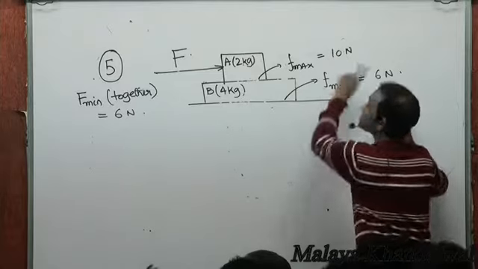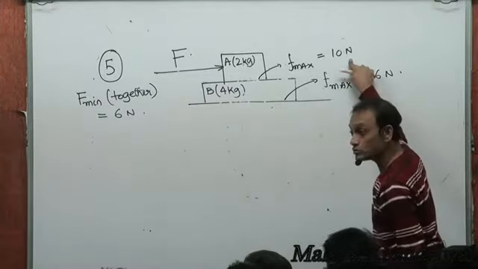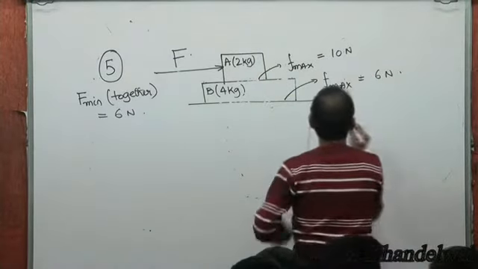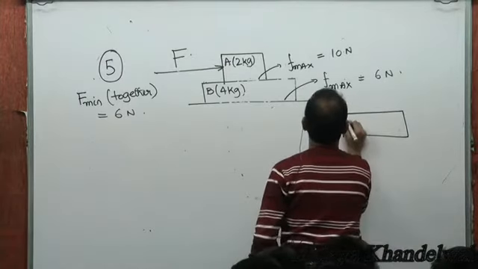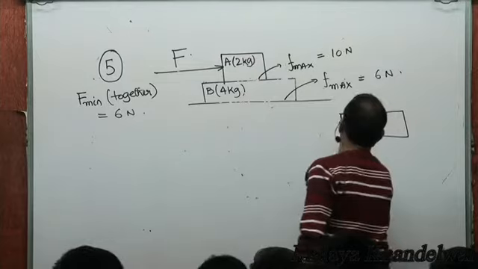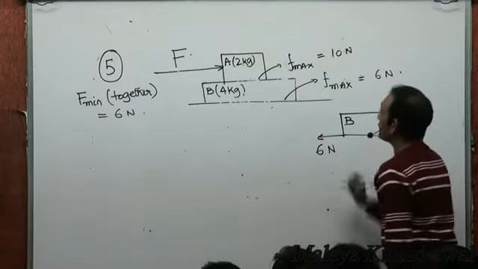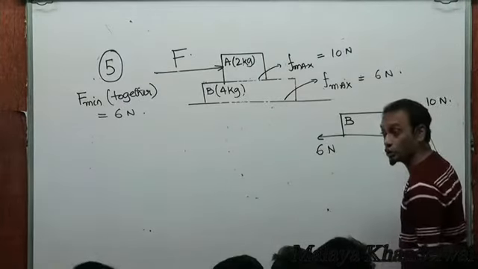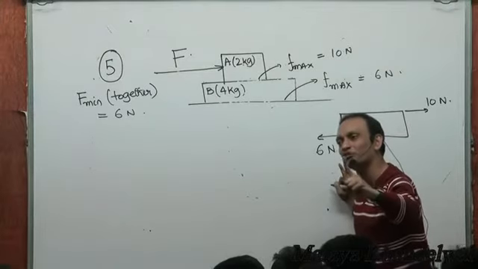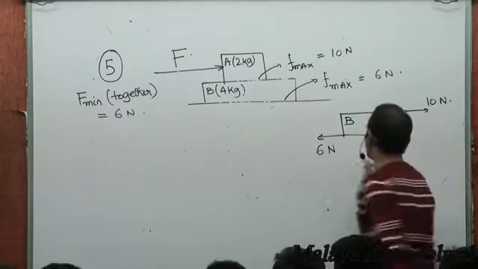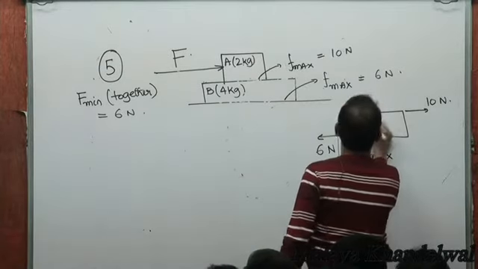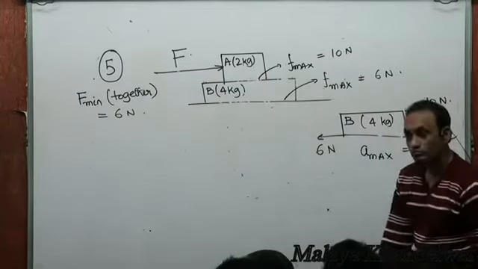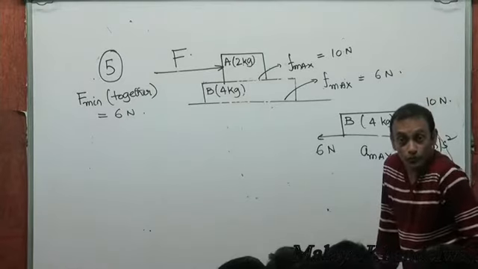Now the lower block is driven by friction alone, right? 10 newtons is the maximum frictional force that A can exert on B, right? Now this tells me the maximum possible acceleration of B. If B is moving, ground will exert on B a frictional force of 6 newtons, and the maximum frictional force that A can exert on B is 10 newtons. That's the maximum that A can exert on B. This will give me a state of maximum acceleration of B. A max, this is 4 kgs, which is 1 meter per second squared, yes or no? 10 minus 6 by 4, that's the maximum acceleration of the lower block.